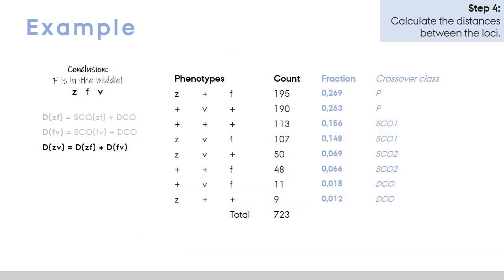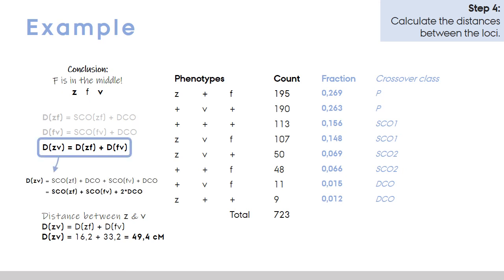And then the final distance, the distance between Z and V. To calculate the distance between Z and V, we simply take the sum of all the distances that we just calculated. That would give us 16.2 plus 33.2 is 49.4 centimorgan.